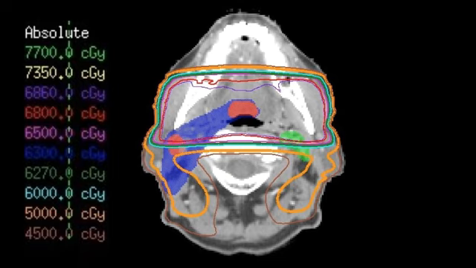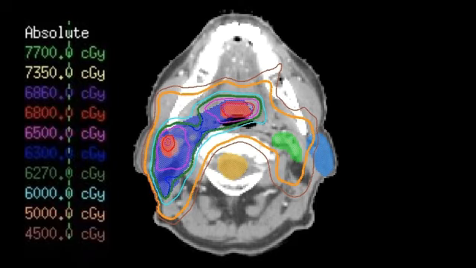And you see that with this 3D plan, you don't really accomplish that. You have to stop in order to not overdose the cord. So with this older technique, what you do is stop at 4,500 centigray and then treat the remainder with electrons and spare the cord. But you can't get an even dose distribution. You can't conform to these high dose regions like you would like to. So with IMRT, here's what you have.